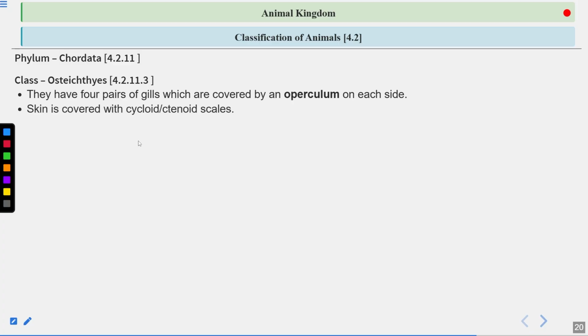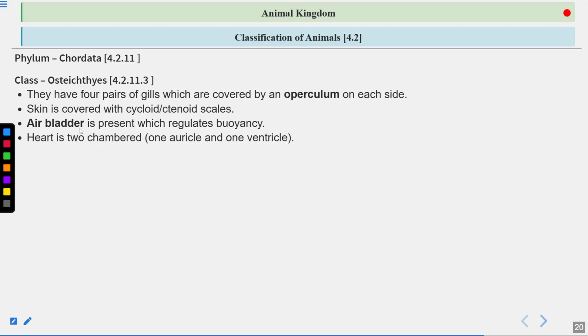Skin is covered with cycloid or ctenoid scales. In the case of chondrichthyes, they have placoid scales. Now, in the case of osteichthyes, the skin is covered with cycloid or ctenoid type of scale. This is one of the differences on the basis of the presence of scales. Air bladder is present, which regulates the buoyancy. See, in the case of osteichthyes, they have the air bladder. Chondrichthyes do not possess an air bladder and that is why they have to constantly swim, right? But osteichthyes possess an air bladder that regulates buoyancy in them.